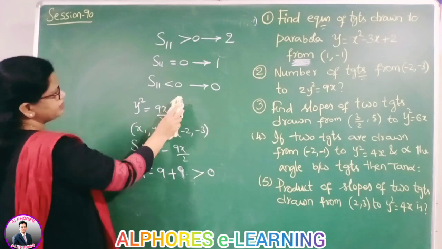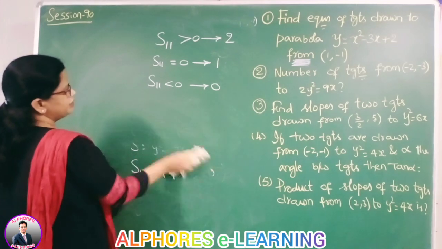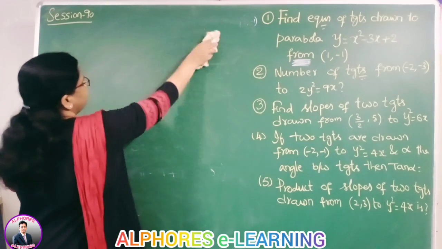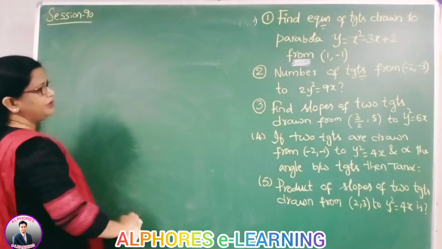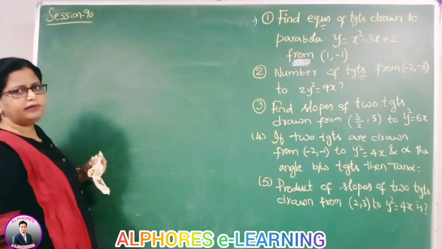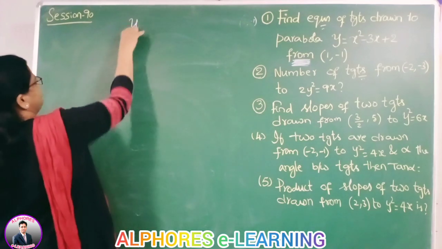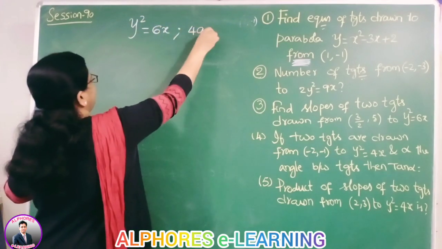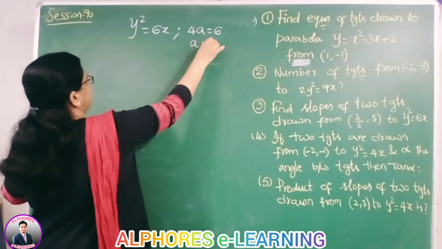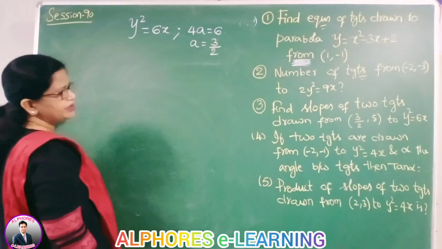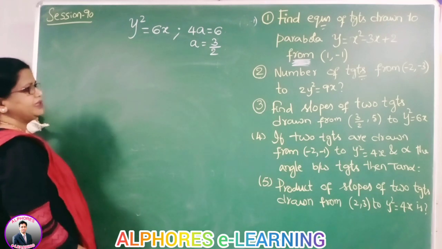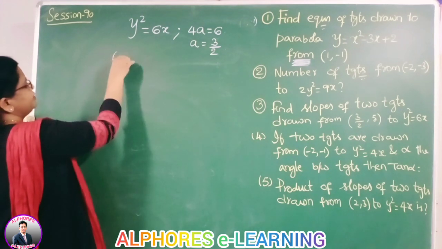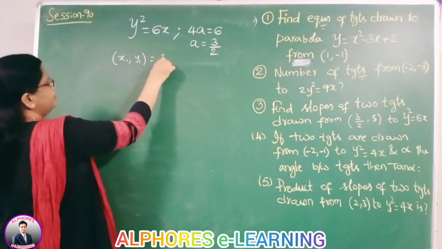Okay, next one, third problem. Find slopes of 2 tangents drawn from a point, that is 3 by 2 comma 5 given to y square equal to 6x. So what is the parabola, students? Y square equal to 6x given. Okay, what is 4a value here? It is equal to 6. Then a equal to 3 divided by 2. Okay, so this is the value. Now the question is here, from a point 3 by 2 comma 5. So what is our x1, y1, students, here? It is equal to 3 by 2 comma 5.